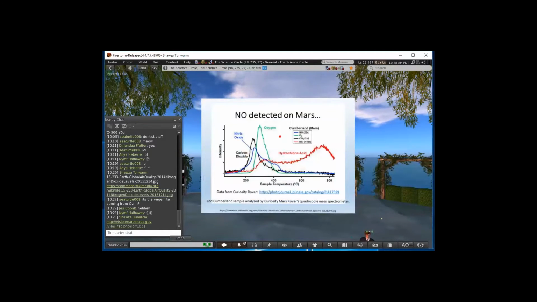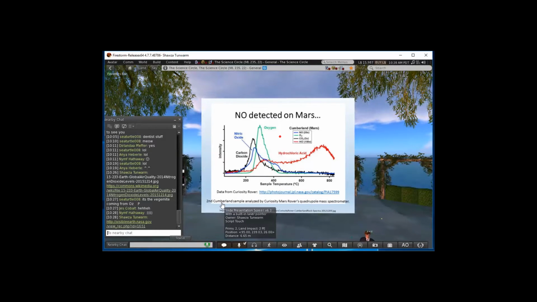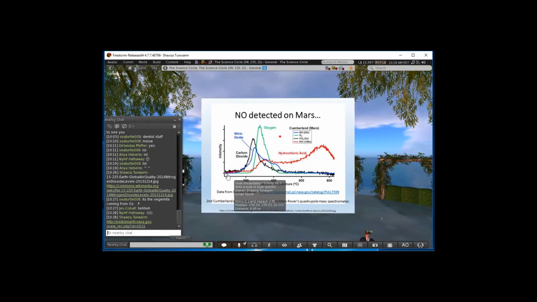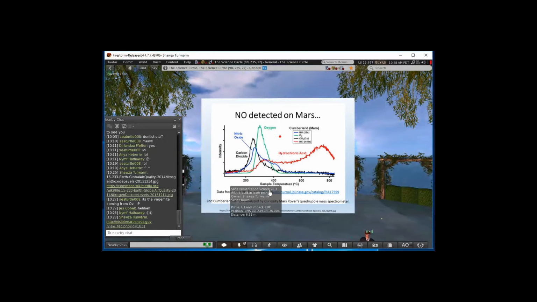NO has been detected on Mars. This is data from the Curiosity rover. Essentially, samples from the Cumberland Basin. One sample in particular, the experiment is basically taking some powdered rock and watching, using a mass spectrometer, what molecules come off as you heat it from ambient temperature past 800 degrees Celsius.